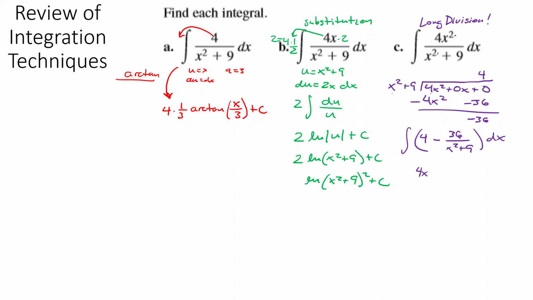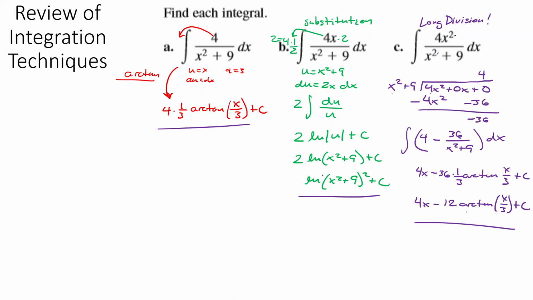This guy, he's another arctan. So we'd have minus 36, then 1 over the square root of 9, which is 3, arctan of x over 3 plus c. So 36 times 1/3 is 12, so we're going to have 4x minus 12 arctan of x over 3 plus c. So notice we get 3 very different answers. I guess these two are somewhat similar in that they both have arctan, but again, lots of different things can happen when we have fractions and integrals.